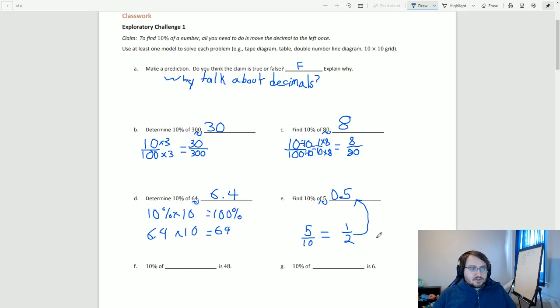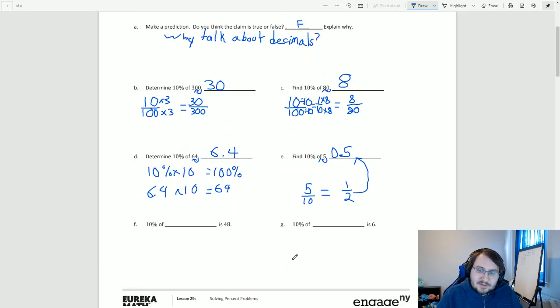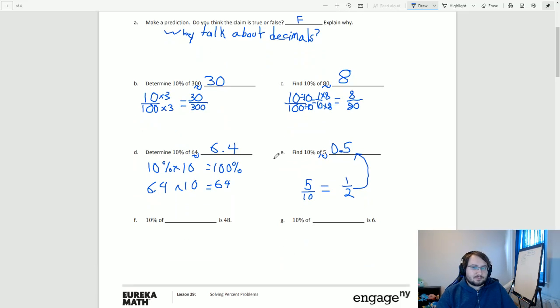Okay. So it worked. It did work. The claim was right, it seems. Well, let's see. What if we were doing things in the opposite direction? Before, we were given our whole, and we had to find our part. Now we're given our part, and we have to find our whole. Okay.